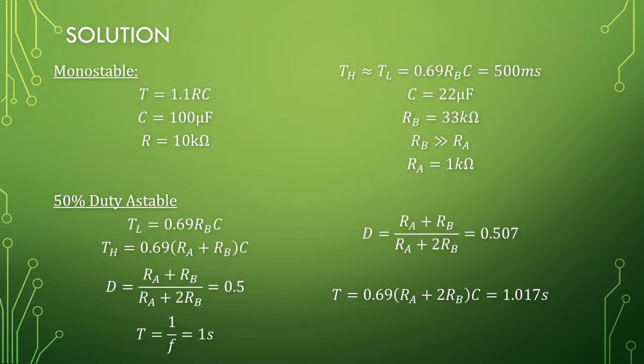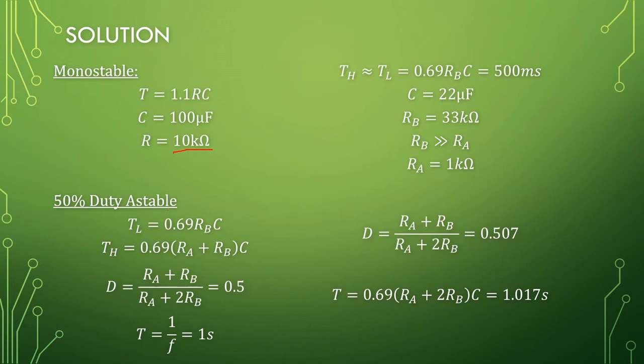So the solution for the monostable is quite easy. Since our period is 1.1 times RC and we want 1.1 seconds, if we have a 100 microfarad capacitor available, the resistor we need is only 10 kilo ohms. Designing a monostable for Trip 5 is probably one of the easiest things to do.